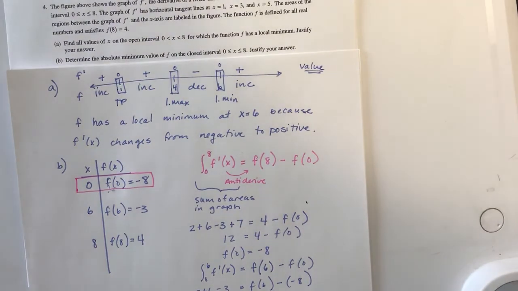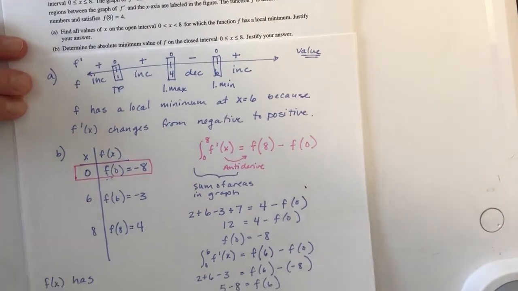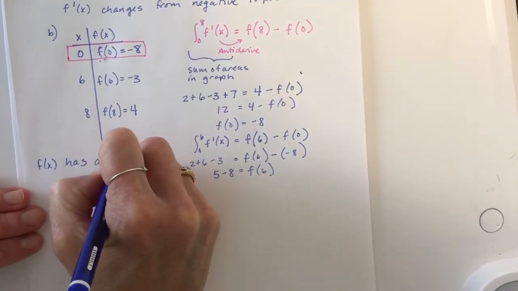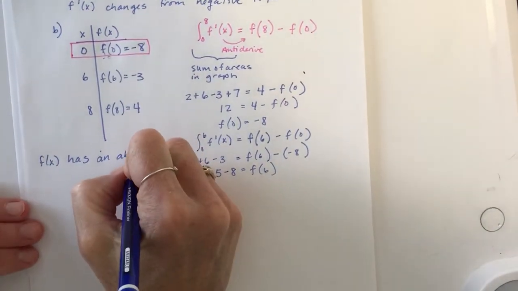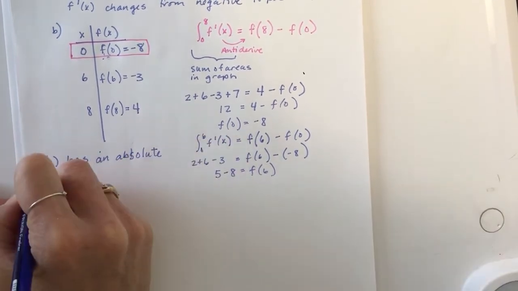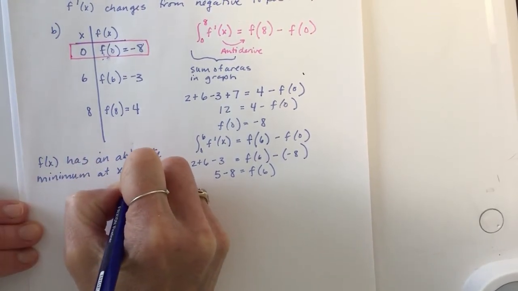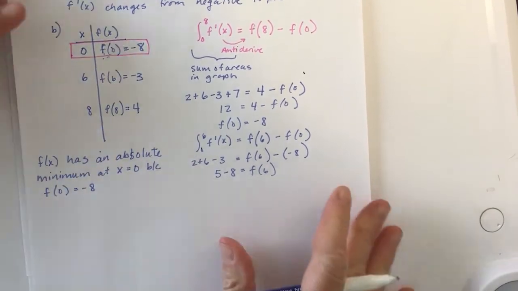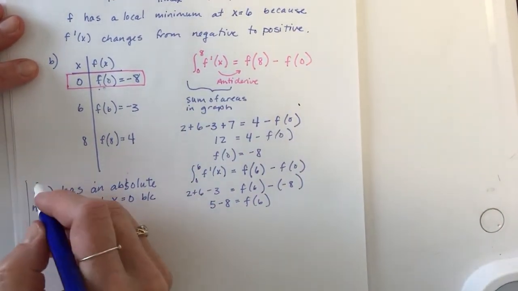So we're going to justify our answer here. So our answer is f of x has, can you see this? No. Oh my gosh, I'm so sorry. There we go. f of x has an absolute minimum at x equals 0 because f of 0 is equal to -8. And combined with your sign chart and your table and your work, that is the perfect answer.